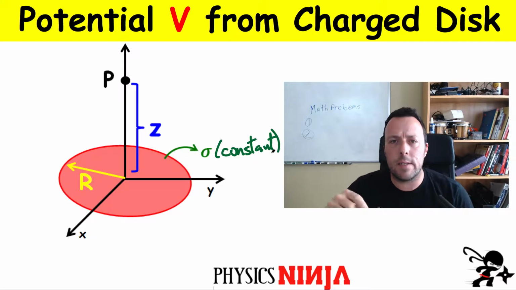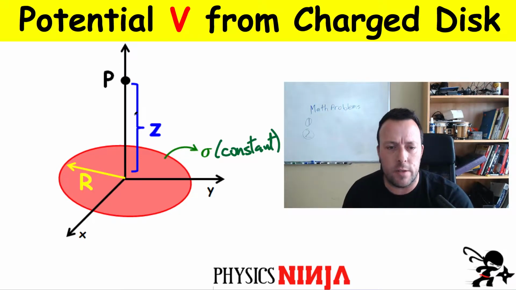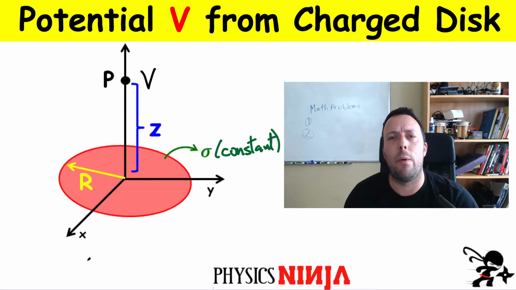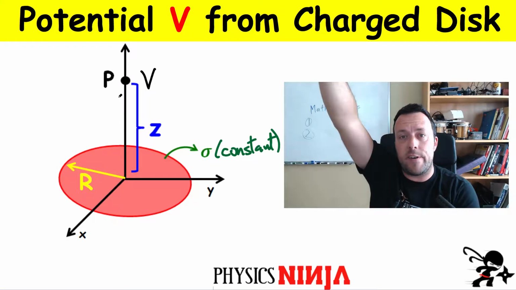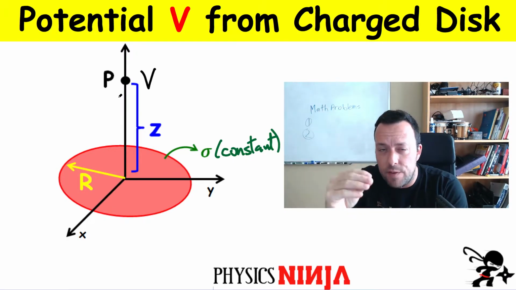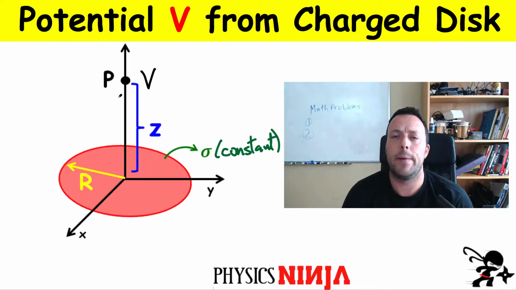What we want to do now is go above this disk a certain distance, in this case denoted by the letter Z. And I want to calculate what is the potential V right at this point. And what happens in the limit if that point is very, very far away from the disk? What happens if it's very close to the disk? What else can we calculate?